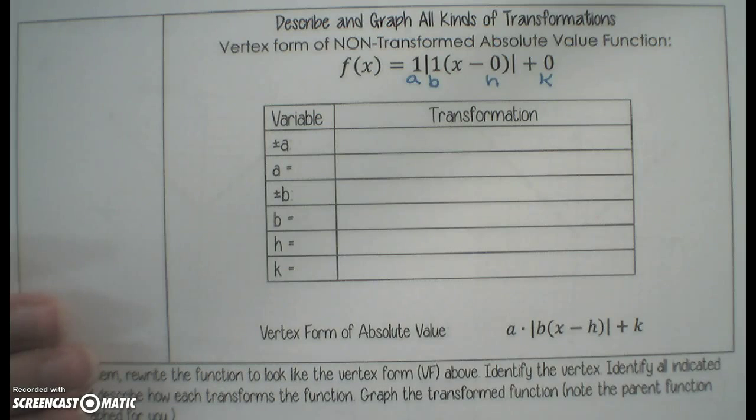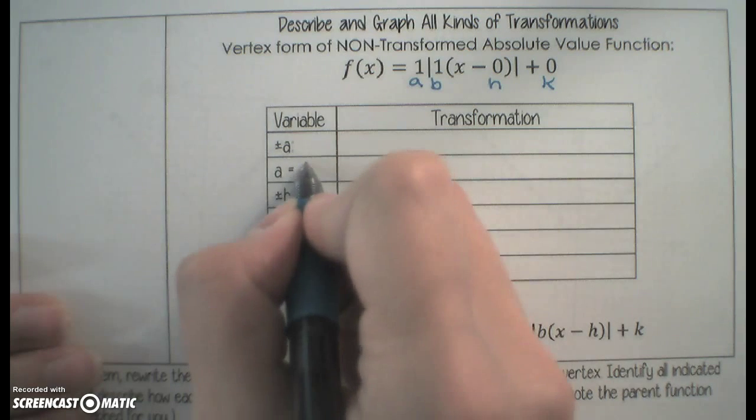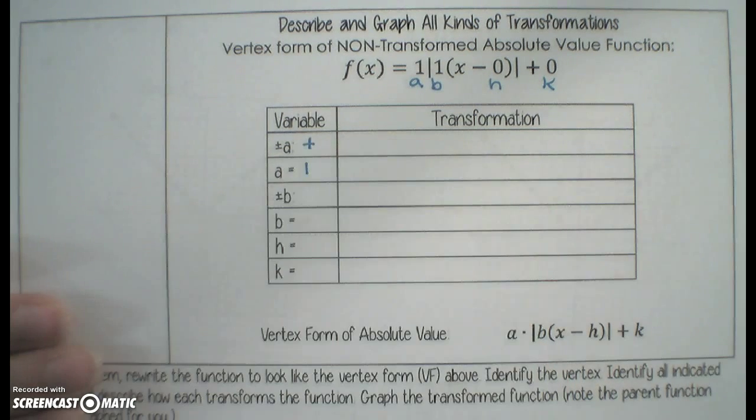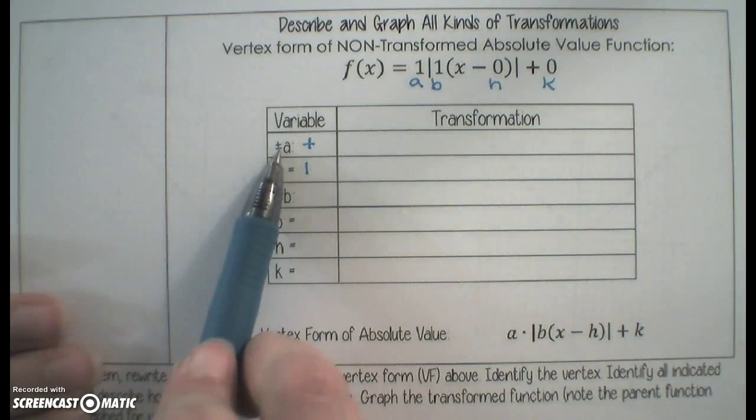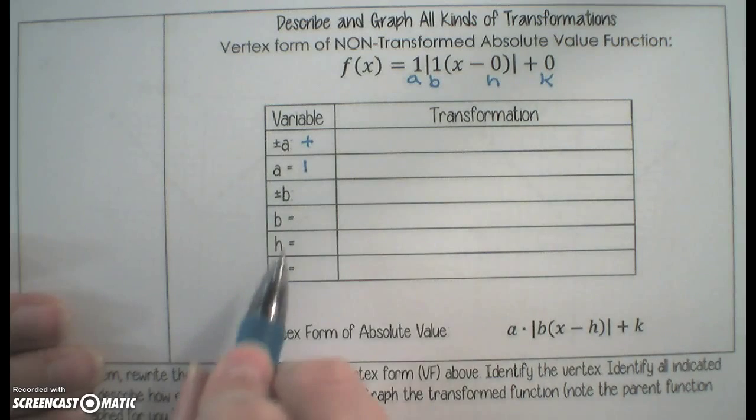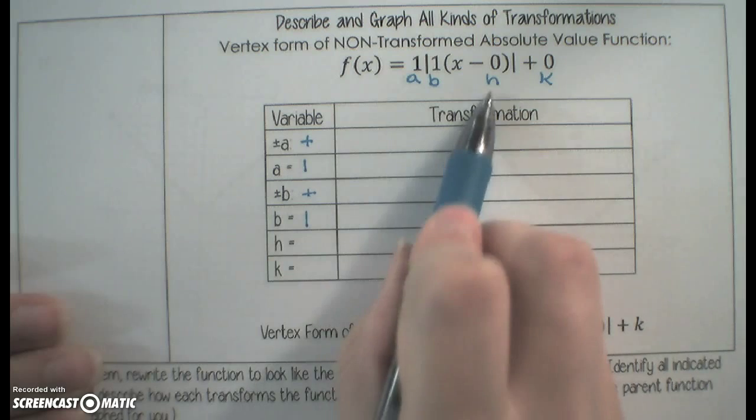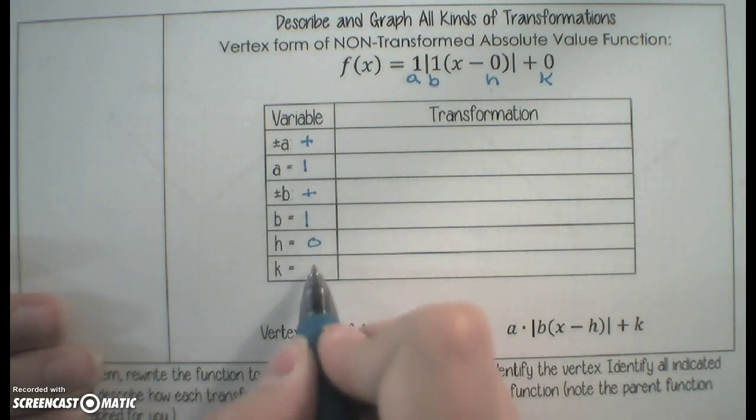And you kind of have it down here as well in that form. So you can see, it helps to have it written there. So A, the number is 1. It is positive. That's just your sign for the first one. Is it positive or negative? A is 1. B, is B positive or negative? Well, in this case, it's positive, and it's 1. And H over here is 0, and K is 0.